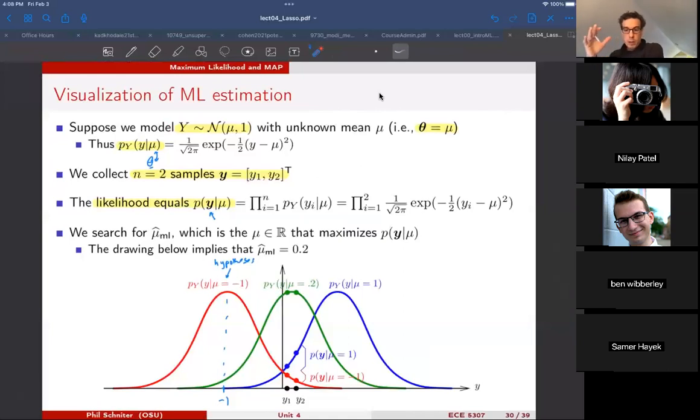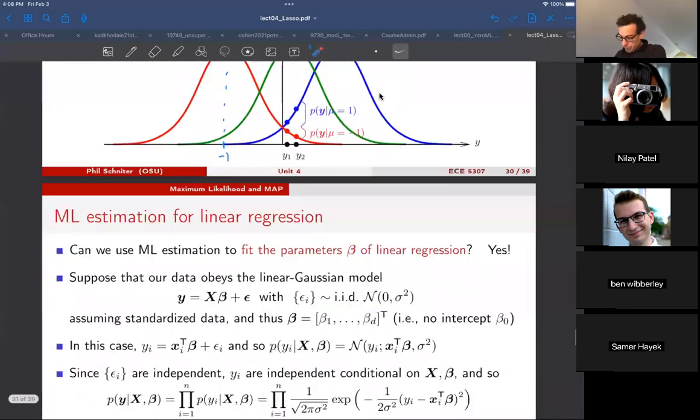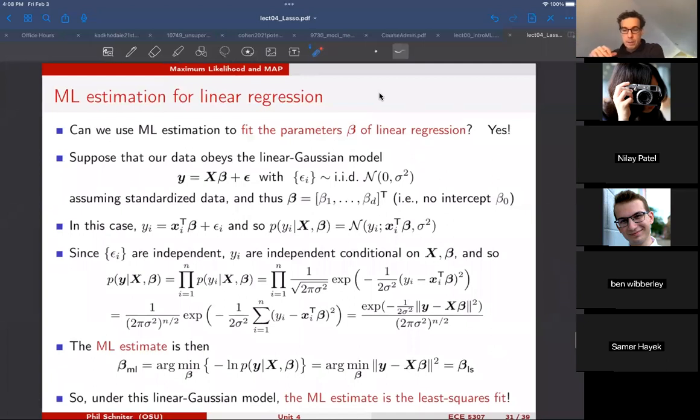Okay, so this is really going to be the way that we are going to approach parameter estimation as we go through the entire semester. And in fact, let's come back to the problem we have been studying, which is linear regression, and let's revisit this from the perspective of maximum likelihood estimation and figure out what that tells us about how to choose our beta coefficients.